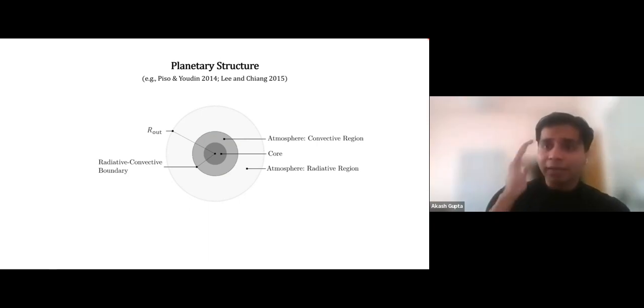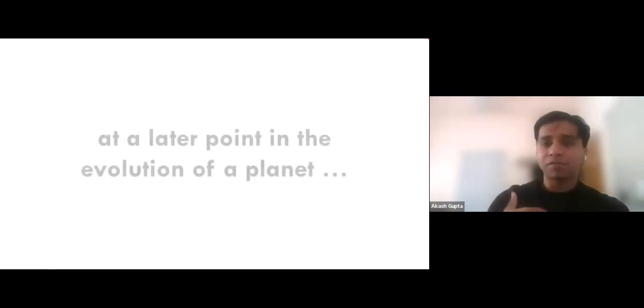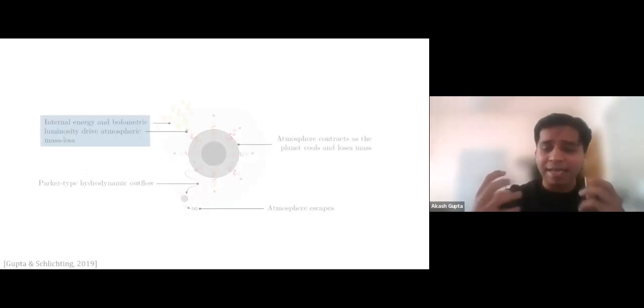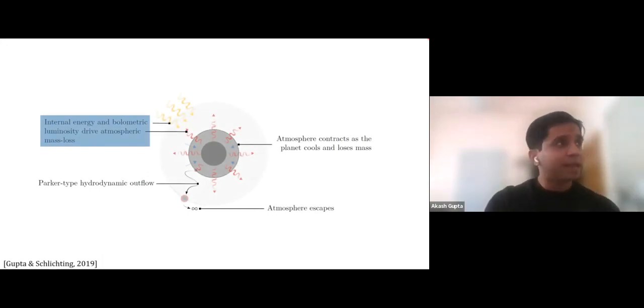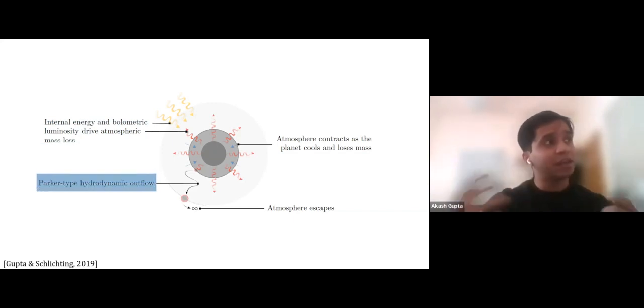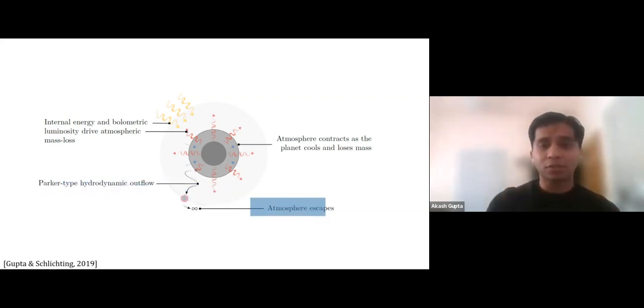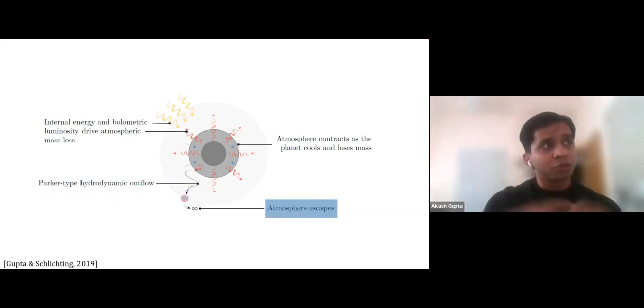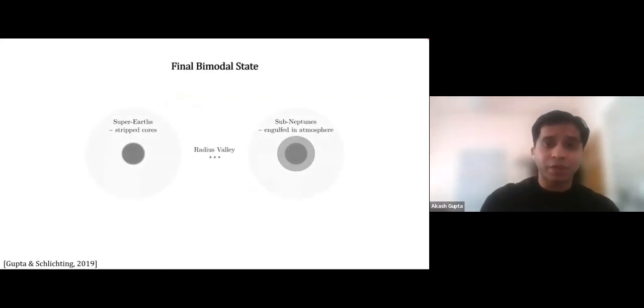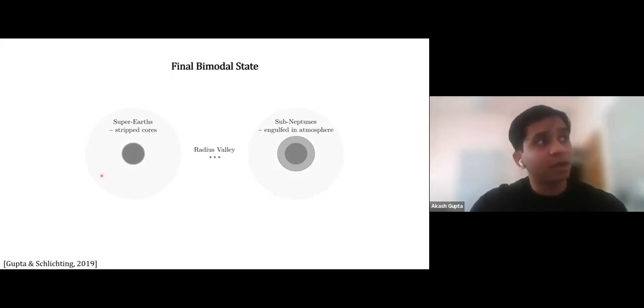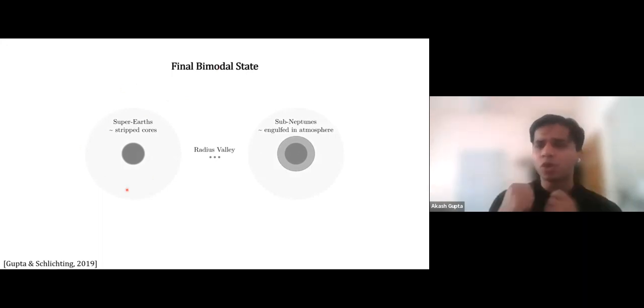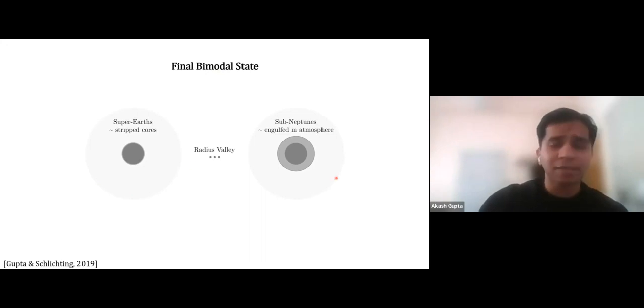So keeping this in mind, at a later point in the planet's evolution, the planet can end up experiencing a Parker-type hydrodynamic outflow because of the internal energy of the planet and the host star's bolometric luminosity, causing atmospheric mass loss. If a planet evolves in this manner, it can either end up losing all of its atmosphere, and in that case it will become a super Earth. If it is able to hold on to some of its atmosphere, it will become a sub-Neptune.